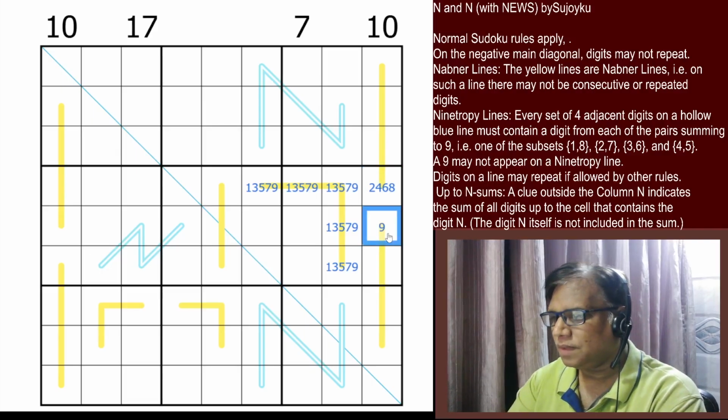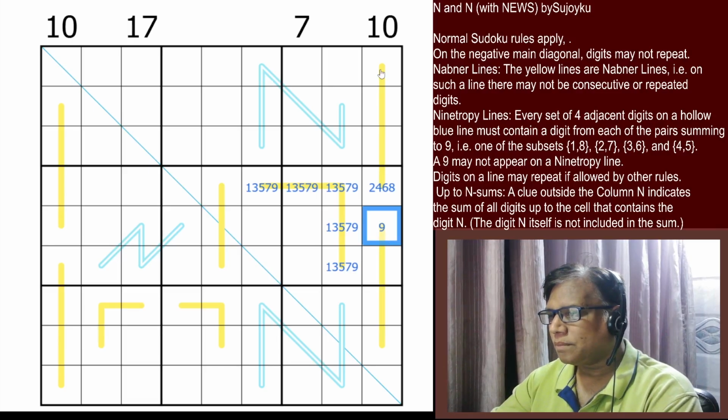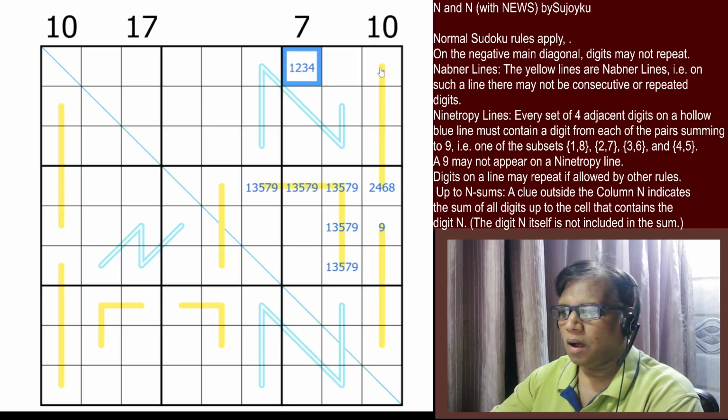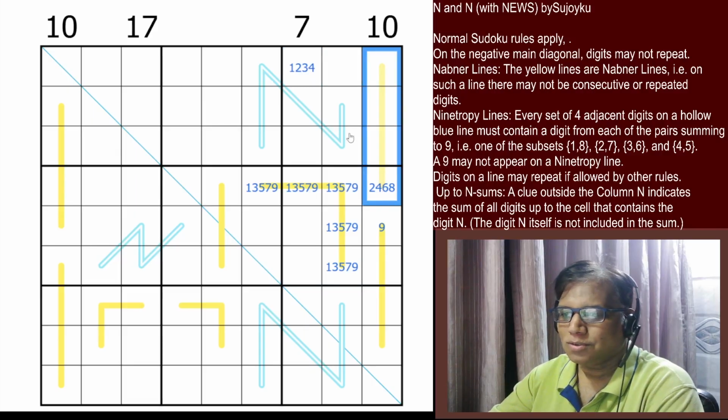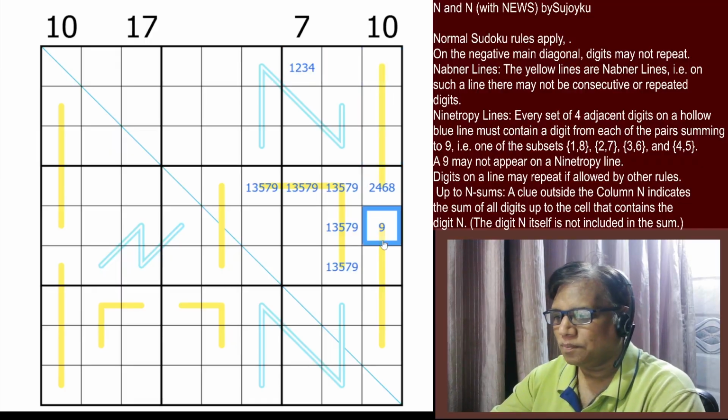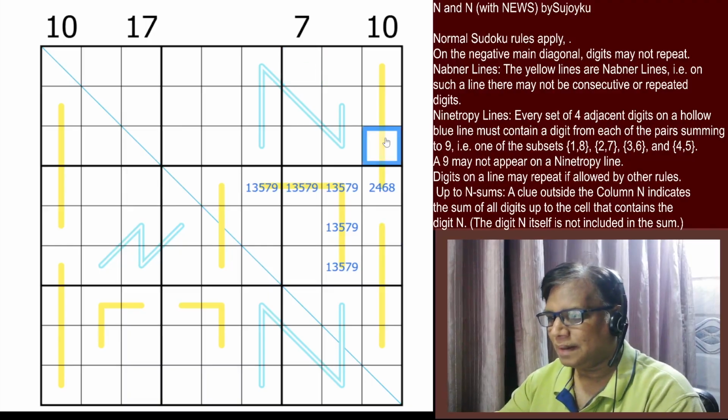The problem is if 9 is here, you have 4 digits to sum to 10, and the only 4 digits are going to be 1, 2, 3, 4. And then also these 4 digits will be on the Nabner line, and they all are continuous digits. So of course that is not going to happen. So I think there is only one place for 9 here, and that has to be here.